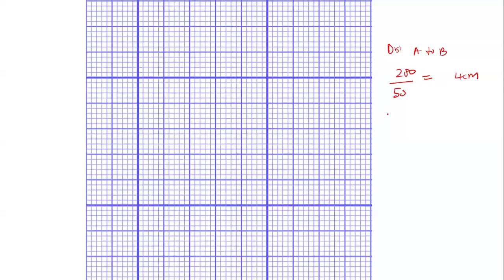Then I go distance between maybe B and C. What is it? 400 divided by 50. And this one will give us 8 centimeters. Then the distance between C and D. So here you say 300 divided by 50. So, okay, this is 50, not 500. This one will give us 6 centimeters. So having 4, 8, and 6 is very okay.